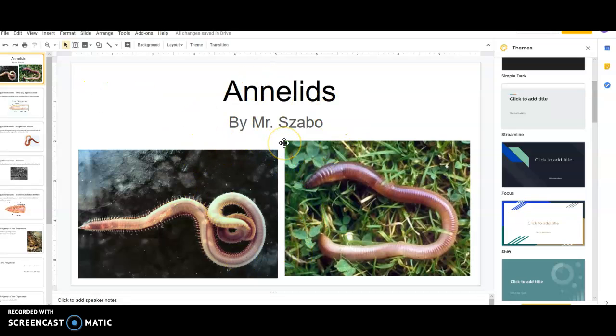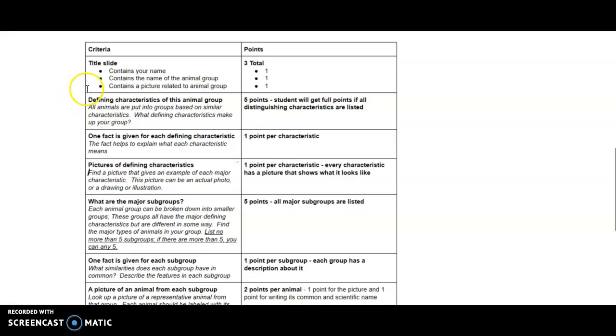This is a group of worms. This one's a little harder, so your group's going to be easier than this. But I chose the annelids, which are the segmented worms. You could see these little segments here. So if we go back, you're going to first tell me what are the characteristics of this group. And that's for 5 points if you get all of them. If not, you're going to be losing points here.